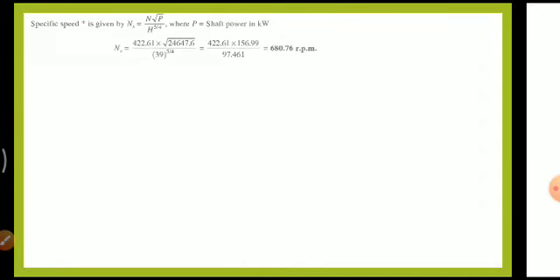Specific speed of the turbine is given by N root P divided by H raised to 3 by 4. All the values are known. Calculate the value of specific speed.